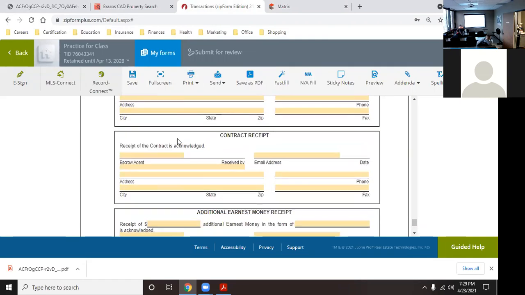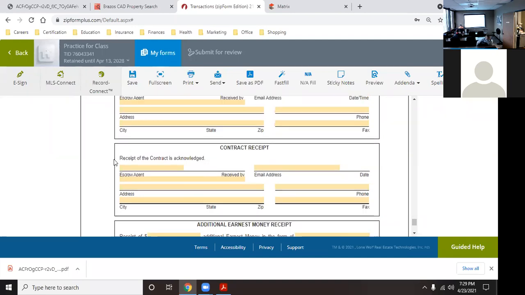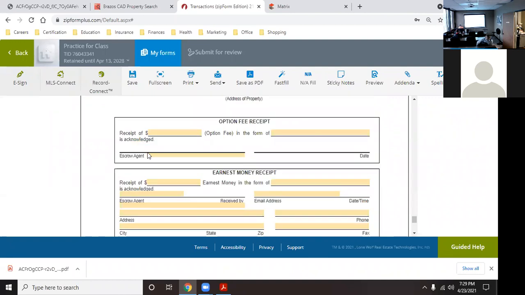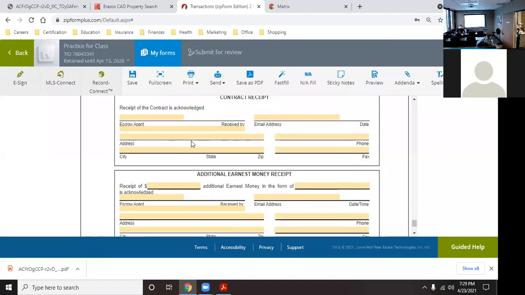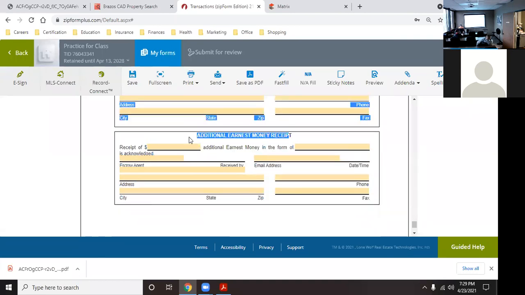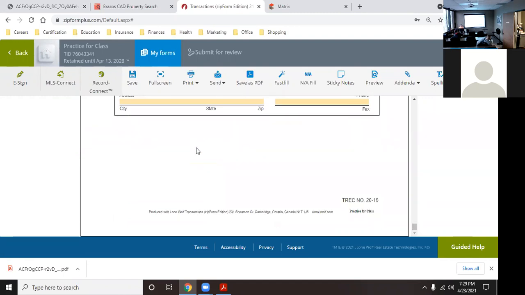When they receive the contract, they will get this, and they will put in their escrow agent, the email address, and stuff like that for the title company. When they receive option and earnest money, they will fill this stuff out. In order for a contract to be complete, in order for a title to grant funds and everything at the end of the contract, this page will have to be filled out. The only thing that might not be is this, because, for example, this contract, we don't have additional earnest money. So that is the whole contract.